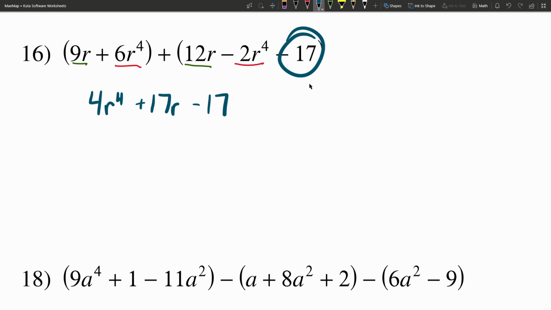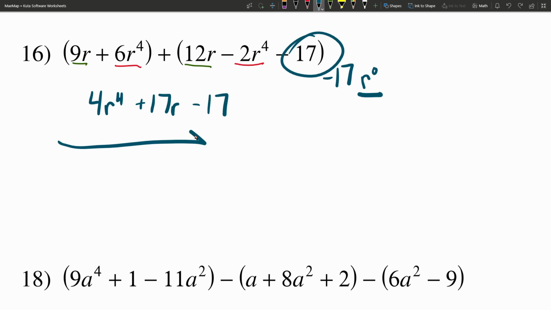Another thing we can think of this constant as, it's like saying negative 17 times r to the 0. Because r to the 0, anything raised to that power of 0 is simply 1. And 1 times negative 17 is just subtracting that 17. So that constant term is technically the coefficient of our variable to a degree of 0. That's why, if we're writing this in decreasing order, the constant comes last.